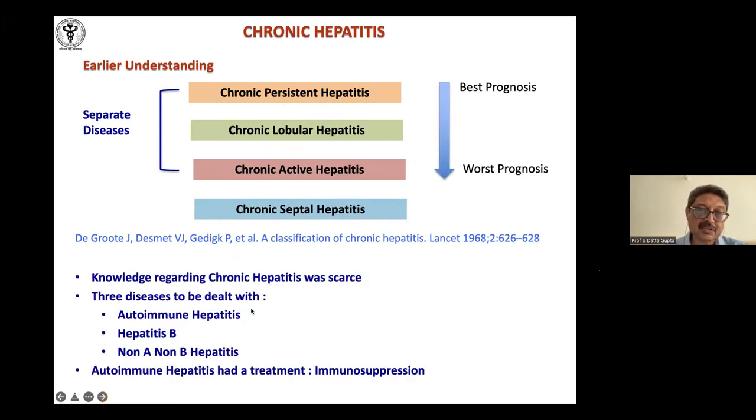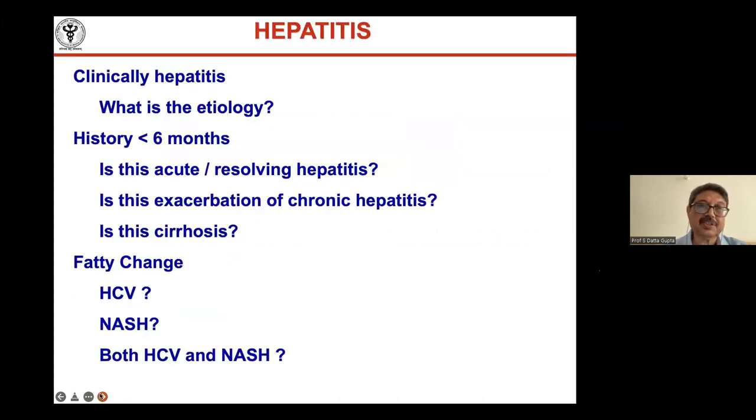Now, the knowledge regarding chronic hepatitis at that time was scarce. Now we know there's autoimmune hepatitis and hepatitis B. Non-A, non-B was then found, and we now know that this is hepatitis C giving chronic liver disease. And of course, we have this classification.